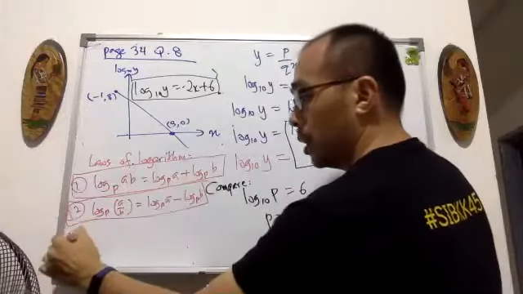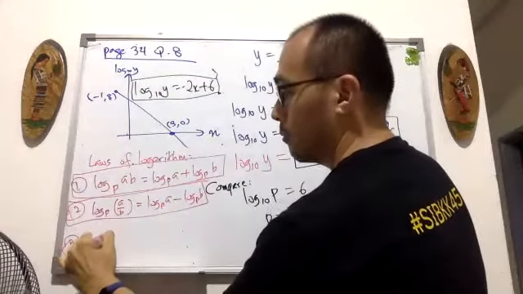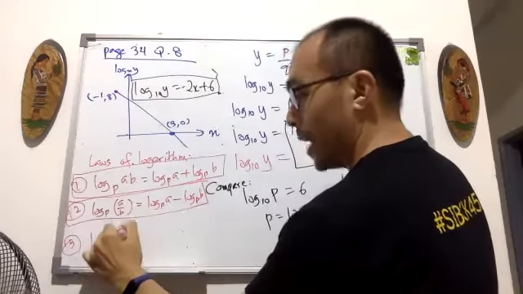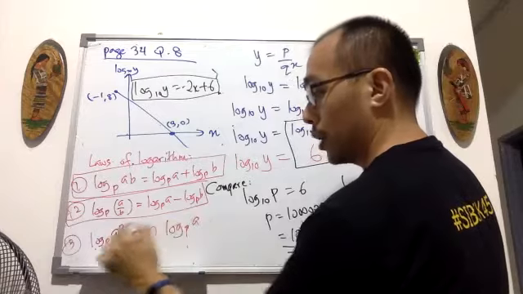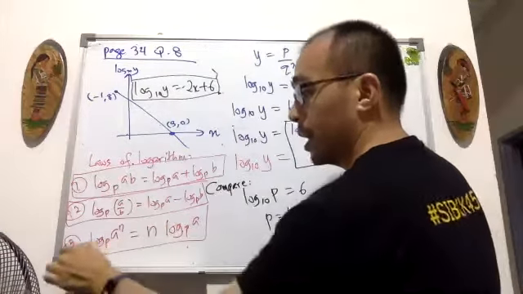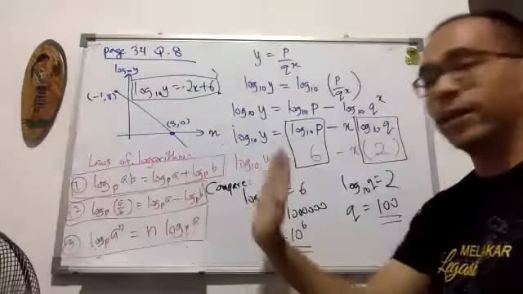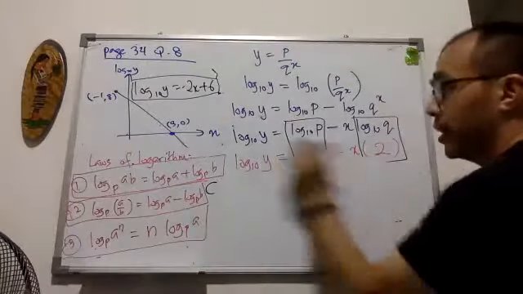And the third law is the law that has to do with the power. Log base p of a to the power of n equals n log base p of a. You bring the power to the front. And there's only 3 laws. The laws go from left to right and from right to left. It doesn't matter.